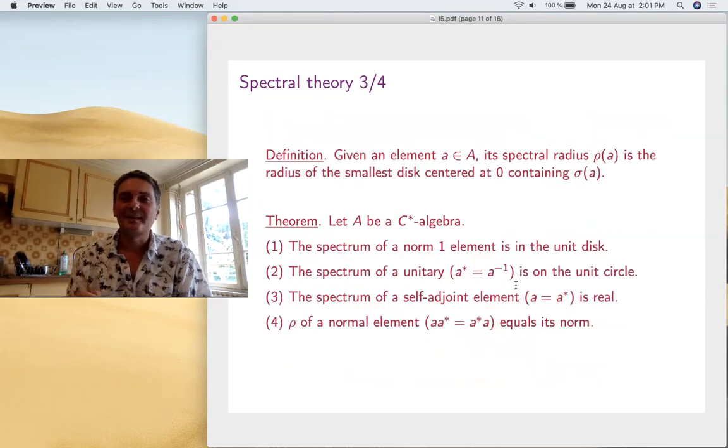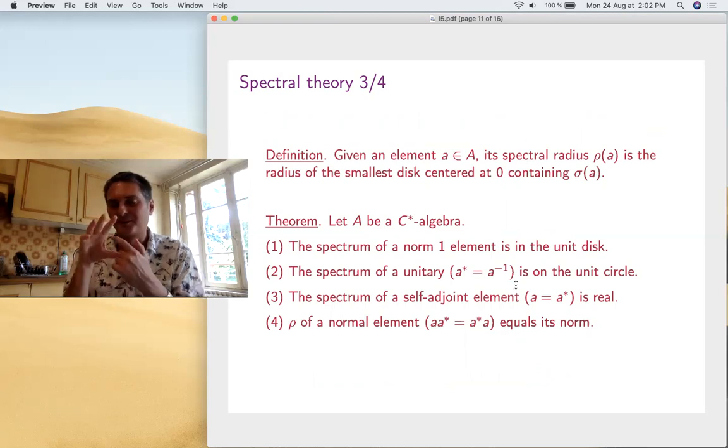Very good. Now, an important result is that in a C-star algebra, the spectrum of normal elements is on a disk, of unitaries is on the circle, of self-adjoint elements is real. For the normals, the spectral radius, the smallest radius of the disk containing the spectrum, is the norm.